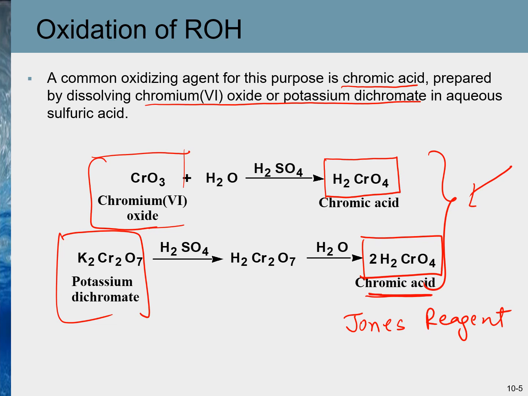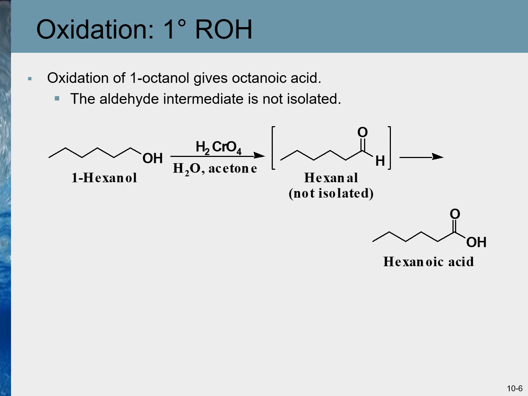Because of the low solubility of most organic compounds in water, their oxidation by chromic acid is commonly carried out by dissolving them in acetone and then adding a stoichiometric amount of Jones reagent to complete the oxidation process. An example of such oxidation process is shown here. In this case, the primary alcohol which is being oxidized is 1-hexanol. 1-hexanol is insoluble in water, so therefore 1-hexanol is dissolved in acetone.